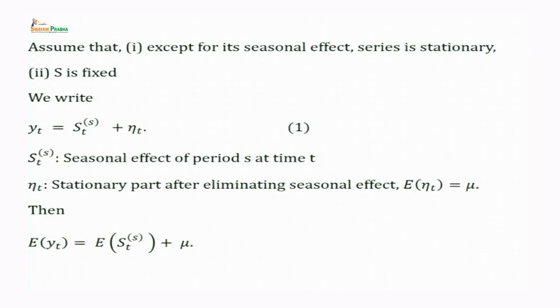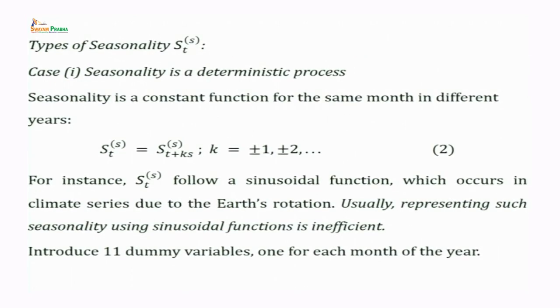Let us write Y_t equal to St_S plus eta_t, equation 1, where St_S is the seasonal effect of period S at time t, and eta_t is the stationary part after eliminating the seasonal effect. And we assume that the expected value of eta_t is mu. Then we take expectation of both sides of equation 1. So, you get the expectation of Y_t equal to the expectation of St_S plus the expectation of eta_t, and we have assumed that the expectation of eta_t is mu. So, you get mu here. Now, we consider different types of seasonality, St_S.